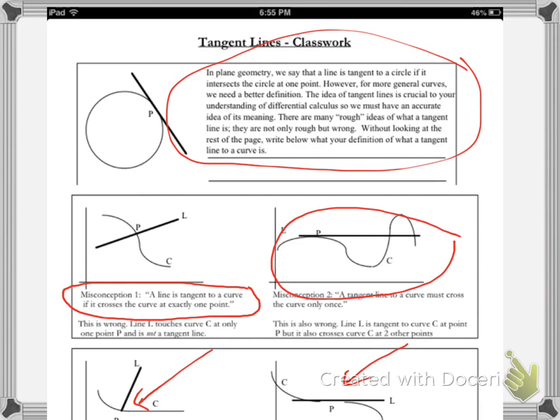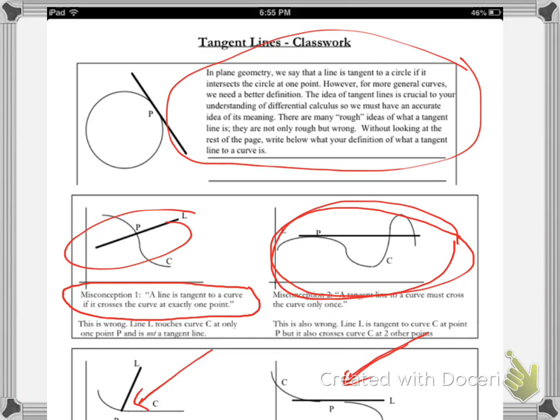Okay, so this piece is a misconception where you don't have it passing through. We think that it should not pass through the curve at any other time. Well, it can. Here it's just touching once, and passing through kind of as an intersection. That doesn't work. So just keep these in mind. These are not tangent lines here.